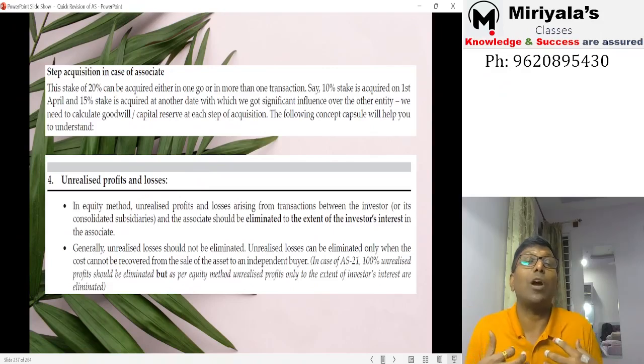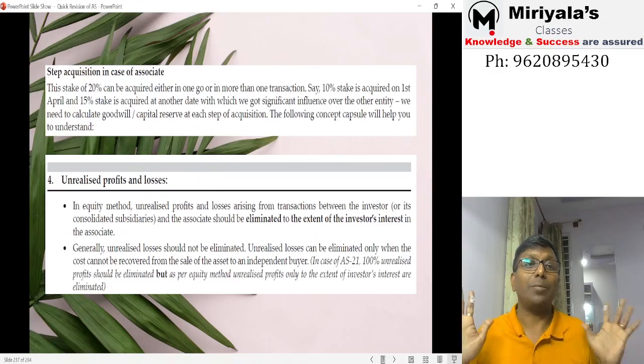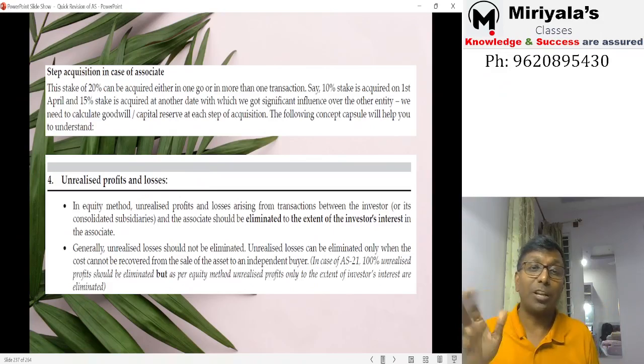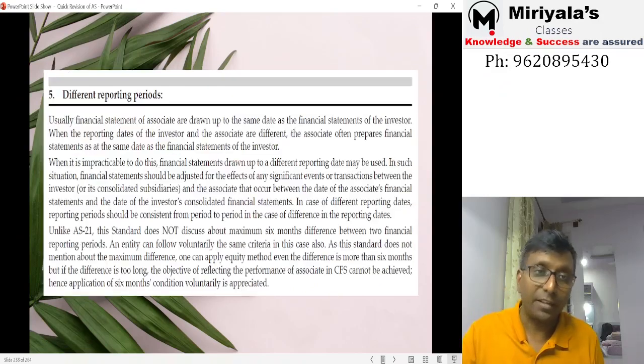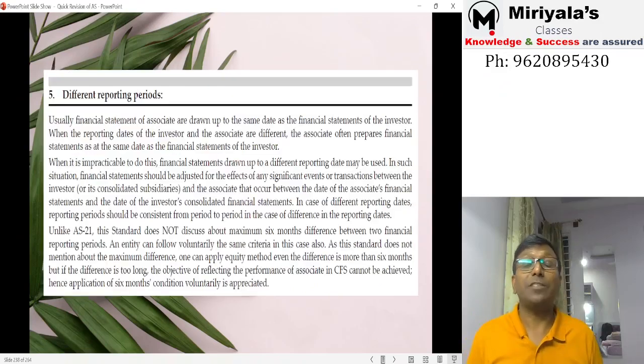Suppose you have got 20 percentage of profits, yes, 20%, I have the stake in the associate. So here, whether you hear the words upstream transaction or downstream transaction, whatever the transaction, to the extent of the investor's interest it will not be recognized. Our share, 20 percentage, will not be recognized, because I'll be taking actually 20% of it. So that's what we will take. Right. Next concept is different reporting periods.